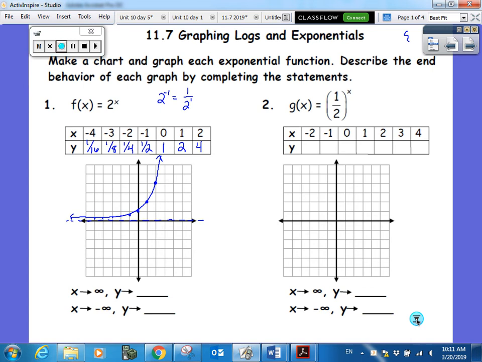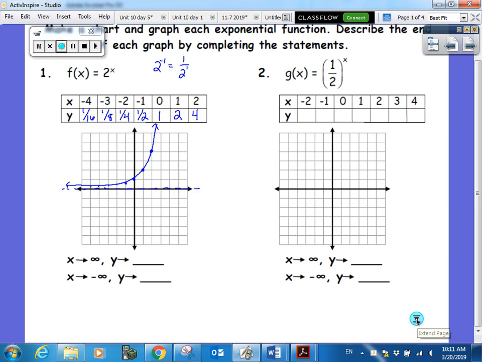All right, so then the end behavior. Back to end behavior from a couple units ago. As x approaches infinity, so as x gets bigger and bigger, x is increasing here, and so is y. Y is approaching infinity. And as x approaches negative infinity, so as x goes to the left, this is getting closer and closer to 0.